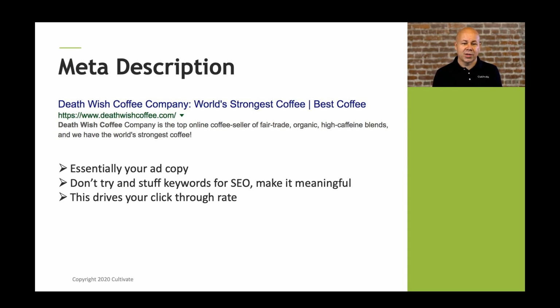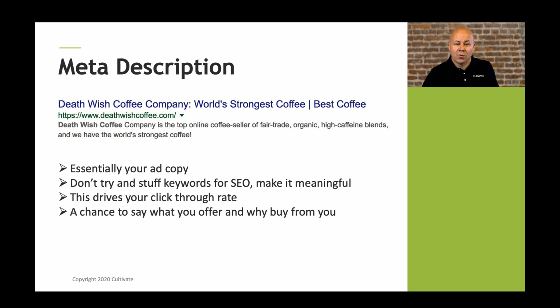It's essentially like your ad copy, and this really gives you a chance to say what you offer and why buy from you. This is what we call your unique value proposition. In this case, it's geared and targeted towards a specific page, but you'll take extra care for how you're going to use that on the homepage of your website. This is really the place to communicate what you offer and why buy from you, and then you're putting that within the context of this specific page.